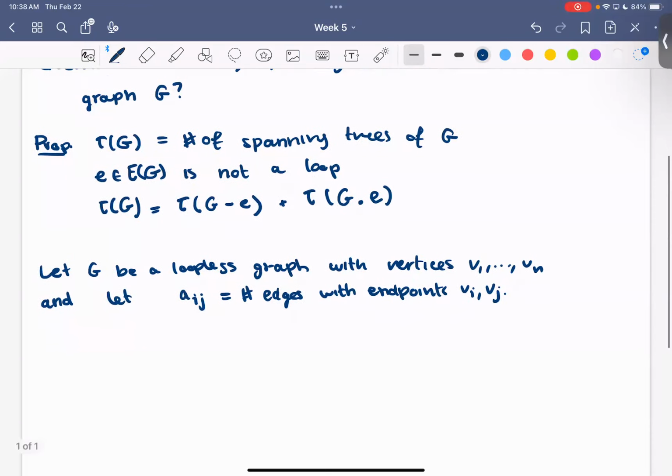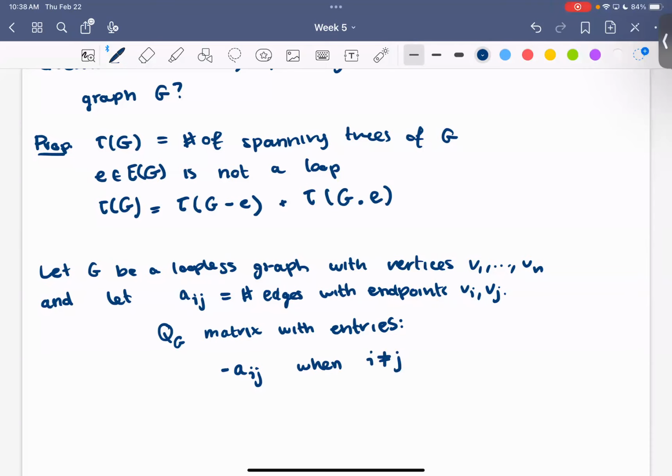Okay, and then I'm gonna let Q sub G be the matrix with entry minus Aij when i is not equal to j. And then it's gonna have on the diagonal entries, so when i is equal to j, we're gonna have the degree of the vertex V sub i.